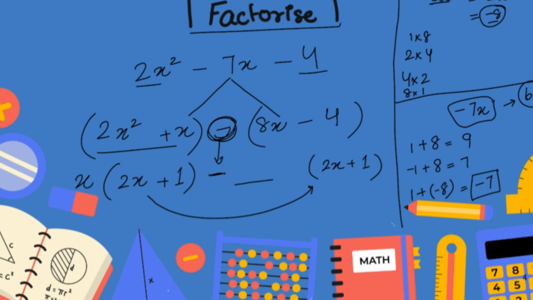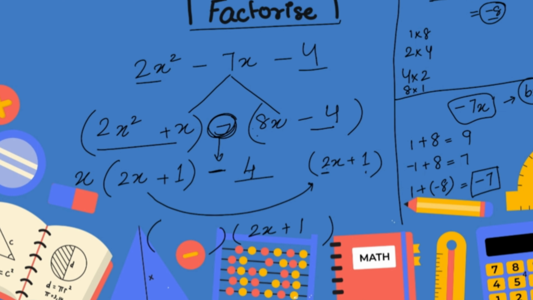Now just tell me what you have to multiply with 2 in order to get 8. You multiply 4. 4 times 2 is 8x. And 4 times 1 you get 4. So we have a common bracket, 2x plus 1. And what's left outside the bracket is x minus 4. You write it over here and your answer is ready.